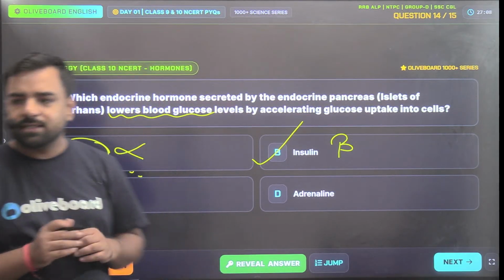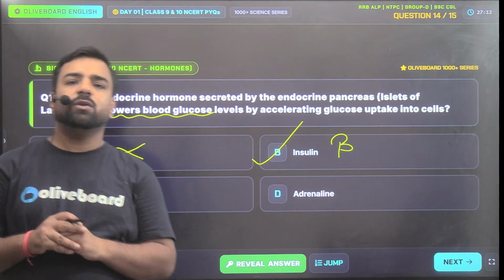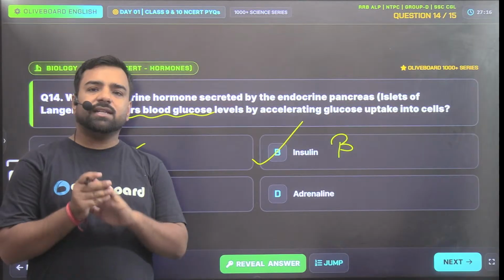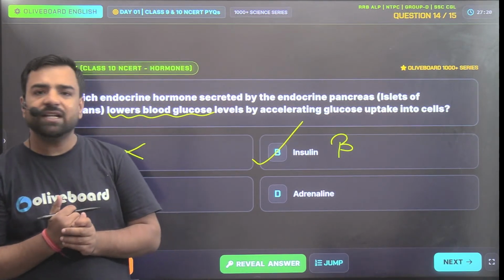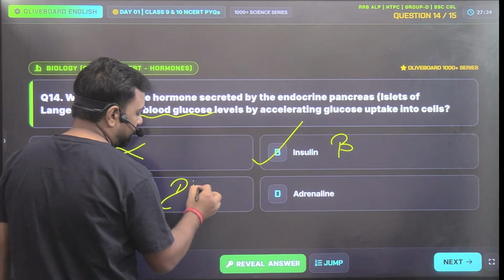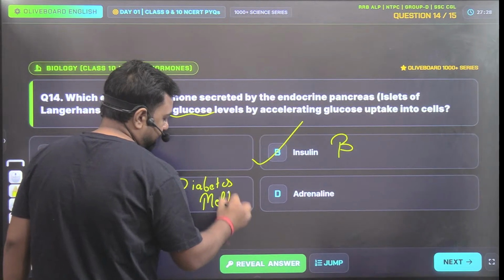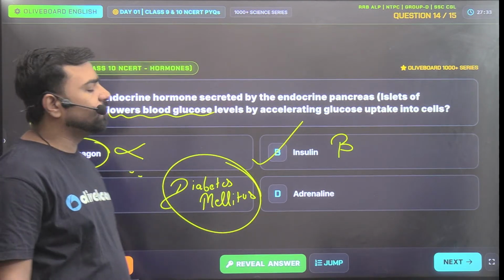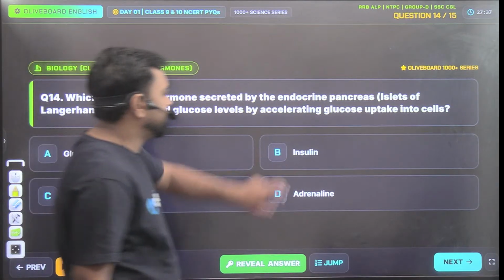Ankita, this time Natasha has given the correct answer. So Natasha, you are absolutely correct here. B will be the correct answer, that is insulin, because insulin actually helps in lowering the blood sugar. If it is not maintained, the person will suffer from diabetes mellitus. What is diabetes mellitus? It's the condition in which the body's glucose level actually increases. Fine. So, B is the correct answer.